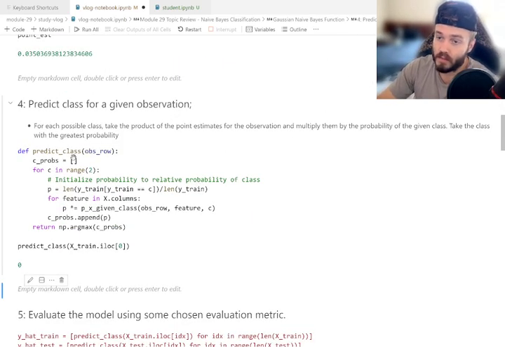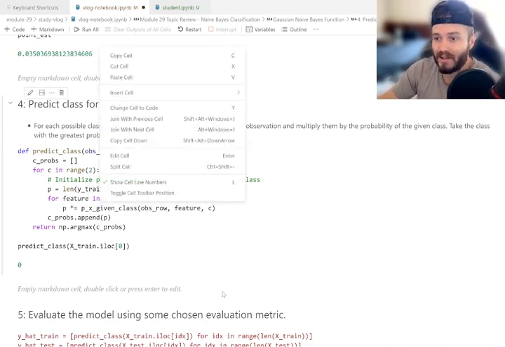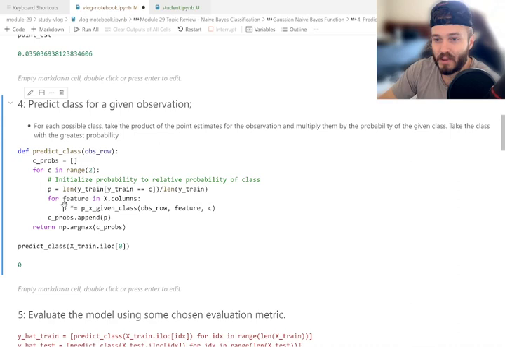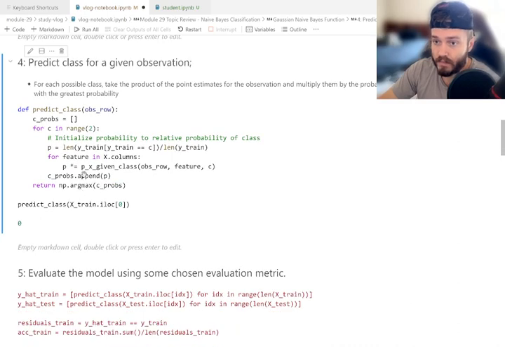So for this function, we just have to pass in the observation row. We instantiate an empty list here for your class probabilities. I should really comment my code more so I don't lose my train of thought. So this is your probability for your target. If you're trying to predict 1 or 0, this is your class probability for whatever class you're trying to predict.